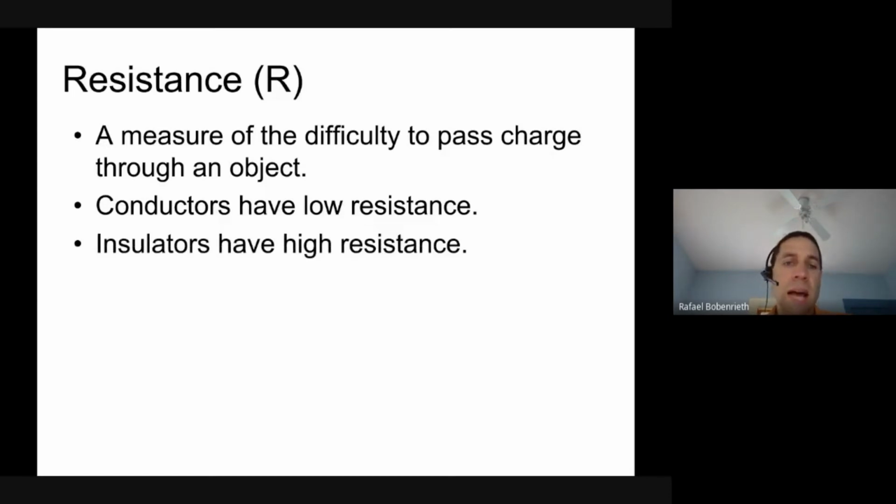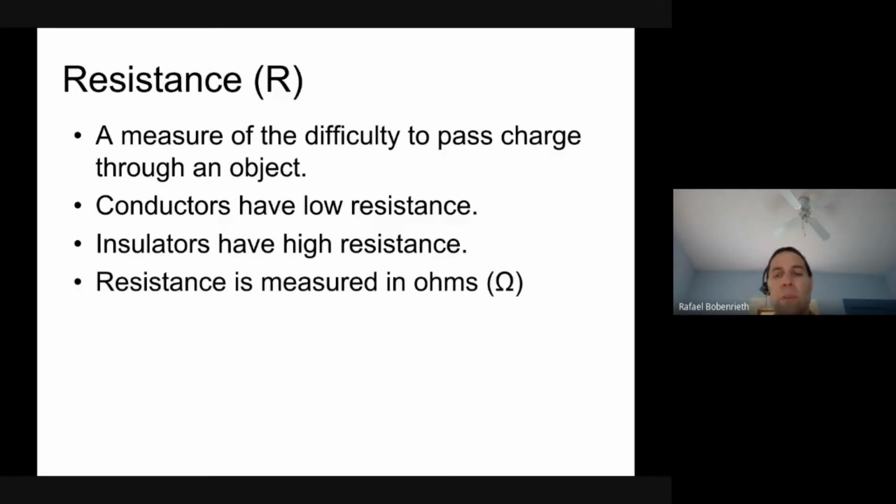On the other end of the spectrum, we have things we call insulators. Things like glass, plastic, generally have high resistance. Charge does not flow easily through them, and those are said to have high resistance. Resistance itself is measured with units called ohms. And ohms gets the symbol of omega, the Greek letter omega, which looks like a horseshoe there.